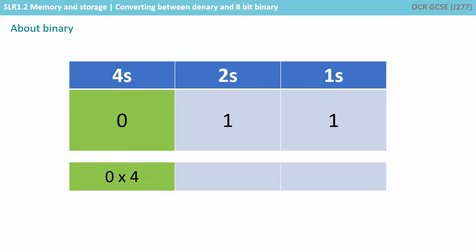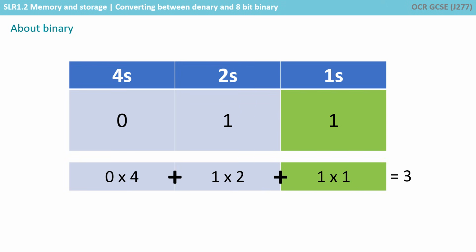The number 3, for example, in 3 bits would be 0, 1, 1. That means we've got no 4s, plus 1 two, plus 1 one, or 0 times 4 plus 1 times 2 plus 1 times 1, equaling 3. So with a binary number system, each column doubles the one before.